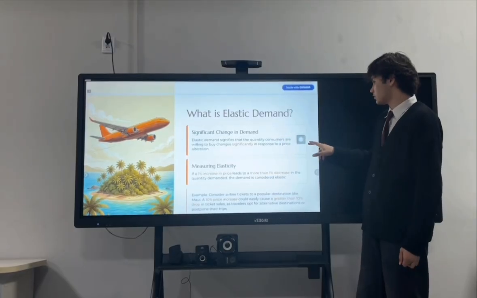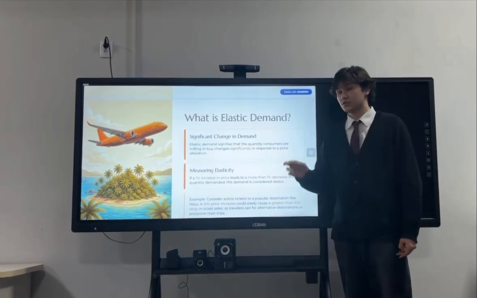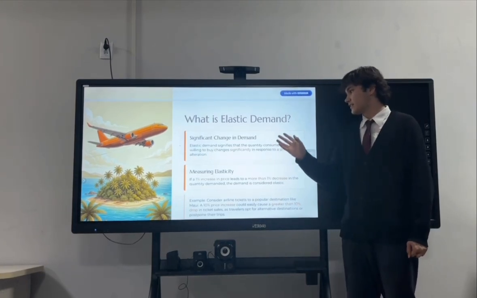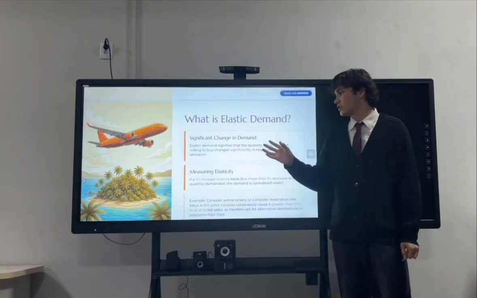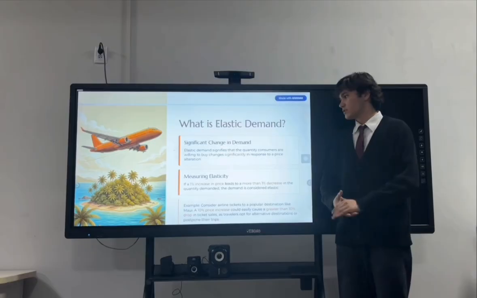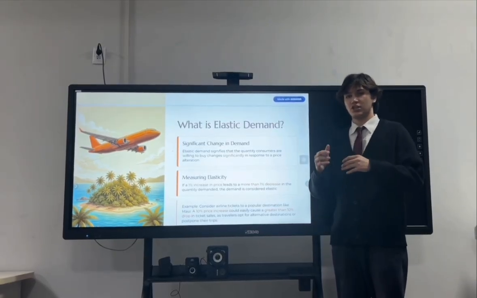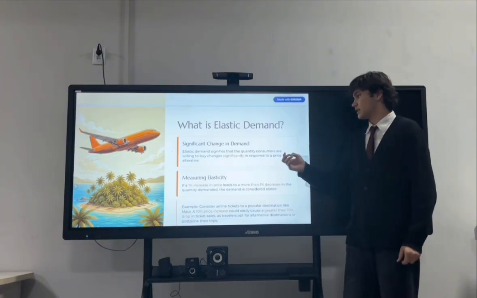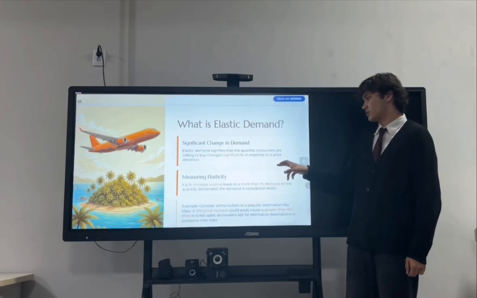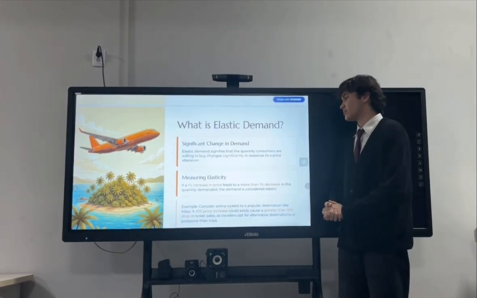Firstly, we should know what exactly elasticity is. The first thing is a significant change in demand. Elastic demand signifies that the quantity consumers are willing to buy changes significantly in response to a price alteration. In simple words, for example, if we have a Coke and the price changes significantly, the demand will change significantly.